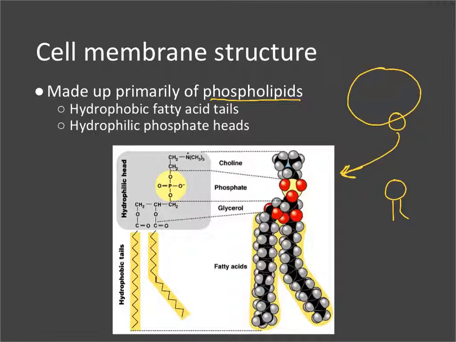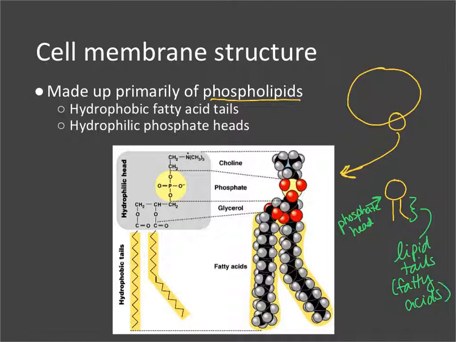All right, so the head part up here is the phosphate head. And then the tails are made up of fatty acids. So these are the lipid tails that are fatty acids. And the key difference between these two parts of the molecule is whether they are hydrophobic or hydrophilic, because the heads, the phosphate heads up here, are hydrophilic. Remember, hydrophilic means that it is attracted to water, whereas the lipid tails are hydrophobic, meaning that they are repelled by water, so they don't like to be in contact with water.